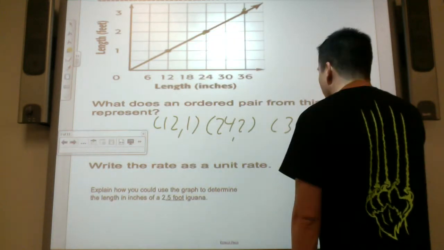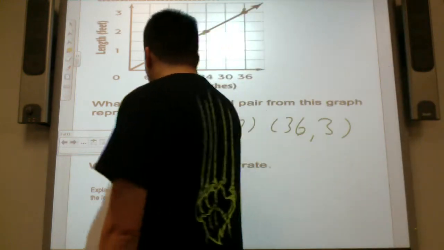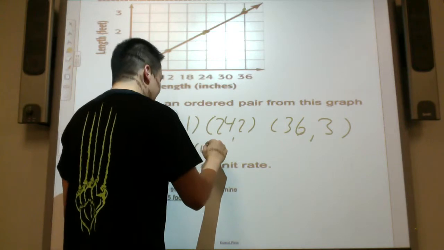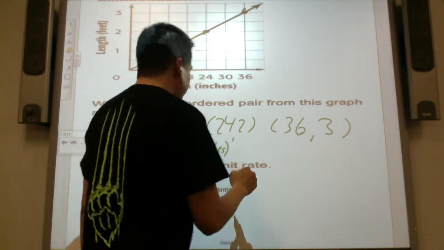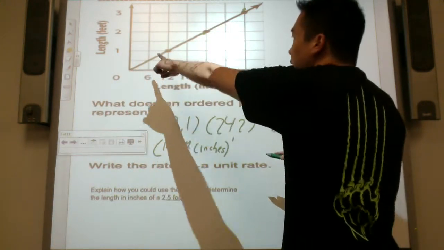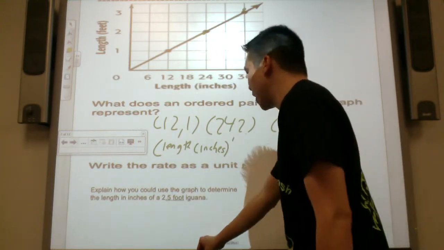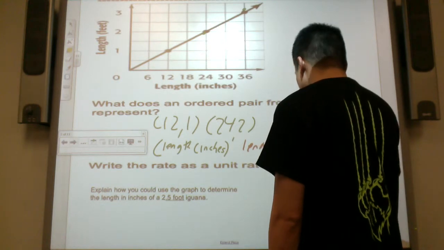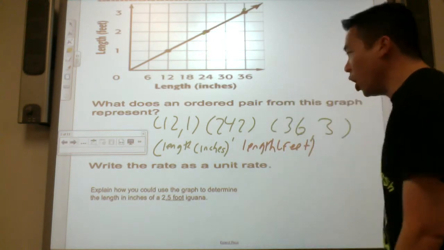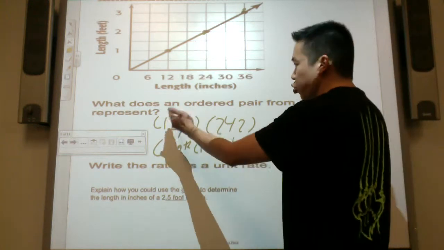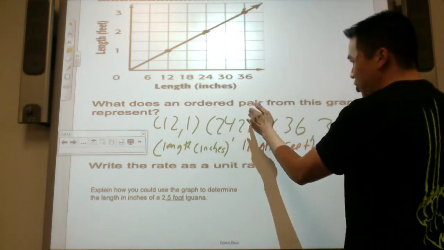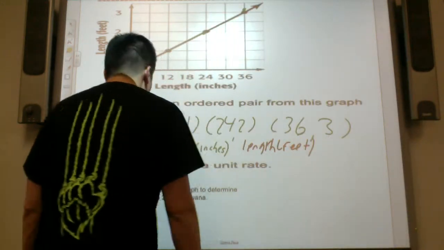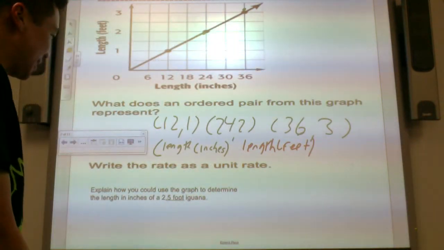So what do these numbers represent? Let's look at our label. What's the label of the x-axis? It represents a length in inches. And then the y-axis represents length in feet. Oh, I get it now. There are 12 inches in 1 foot, 24 inches in 2 feet, 36 inches in 3 feet. Now that makes sense.